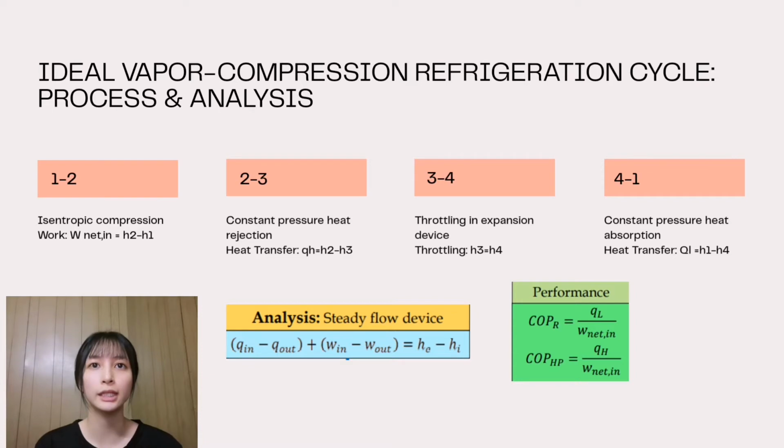Next is the ideal vapor compression refrigeration cycle for process and analysis. Process 1 to 2 is isentropic compression with work equal to H2 minus H1. Process 2 to 3 is constant pressure heat rejection with heat transfer QH equal to H2 minus H3. Process 3 to 4 is cooling in the expansion device with H3 equal to H4. Process 4 to 1 is constant pressure heat absorption with heat transfer QL equal to H1 minus H4. And below shows the analysis for steady flow device and performance.